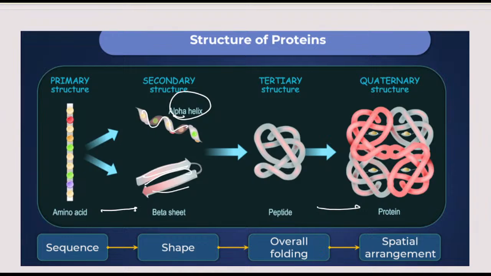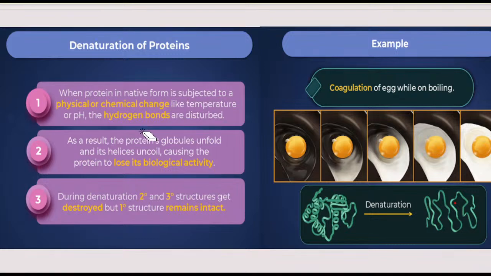Okay, so this is all for the protein. Now let's see the last topic. Then after this, we are going to end the class. Last topic, denaturation of protein. So what is the meaning of denaturation of protein?